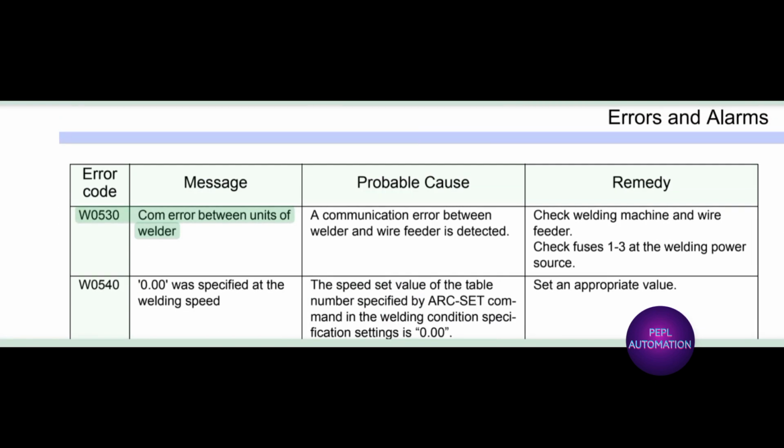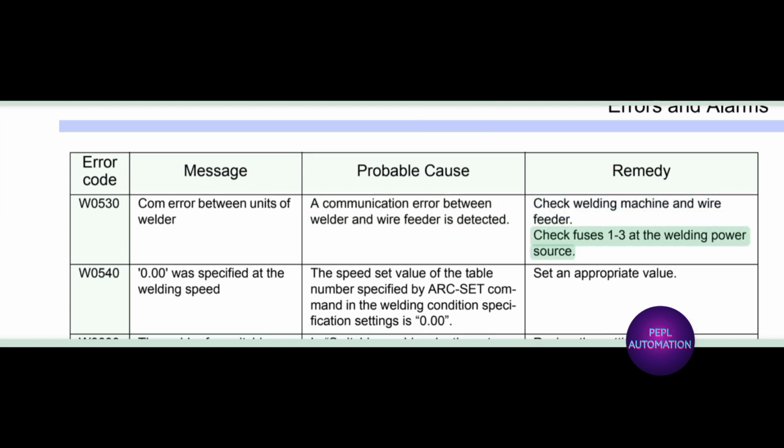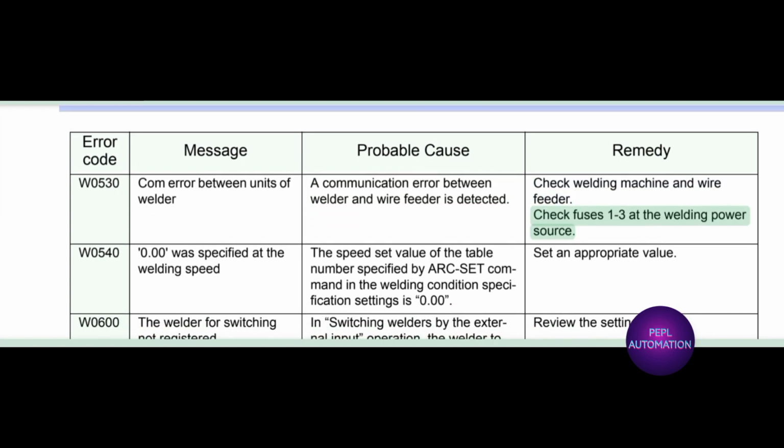W0530 COM error between units of welder. The communication error between welder and wire feeder is detected. Check welding machine and wire feeder. Check fuses 1 to 3 at the welding power source.